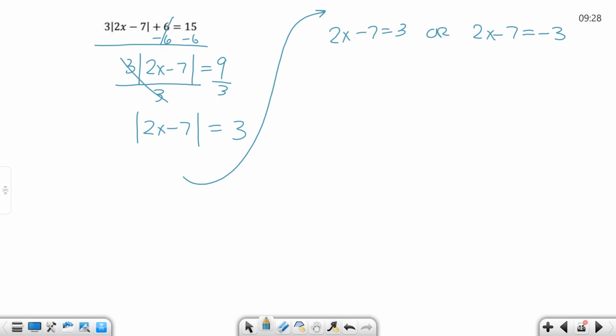We're going to add 7 to both sides. We're going to completely solve this one. 2x equals 10. Divide by 2. X equals what? 5. All right, don't box it. You're not done. You still got another half of your problem to do, or another solution to find.